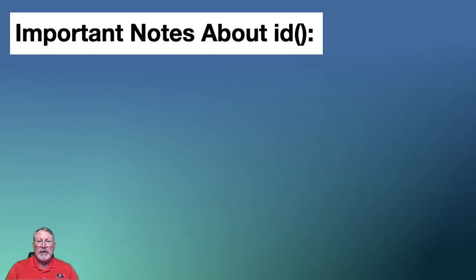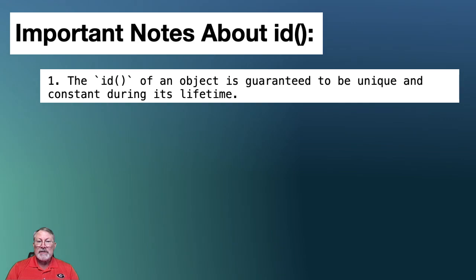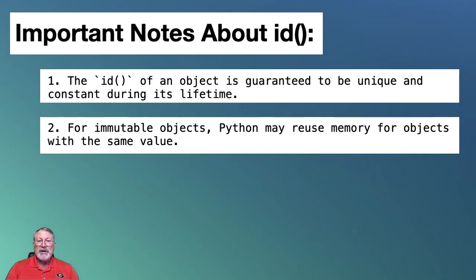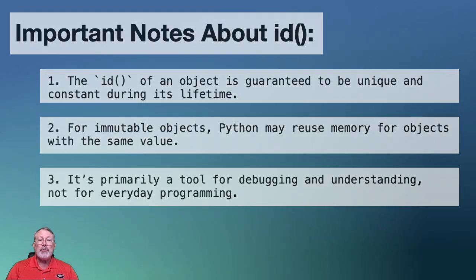Here are some key points to remember about ID. The ID of an object is guaranteed to be unique and constant during its lifetime. For immutable objects, Python may reuse memory for objects with the same value. It's primarily a tool for debugging and understanding, not for everyday programming.